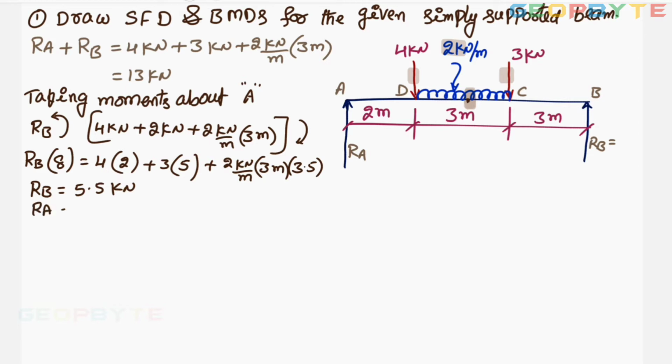Then RA equal to 13 minus 5.5, which is 7.5 kilonewtons. So RA equal to 7.5 kilonewtons and RB equal to 5.5 kilonewtons. Now let us go for the SF calculations.